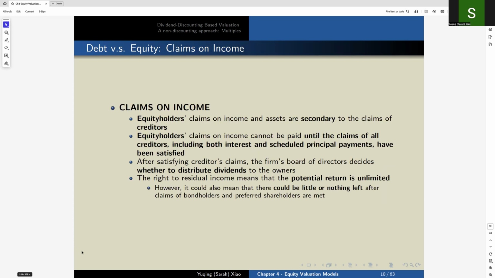Another difference is voice in management. Stockholders are the owners of the firm. They have voting rights, which allow them to elect directors and influence major corporate decisions.